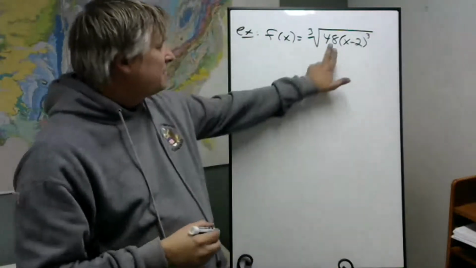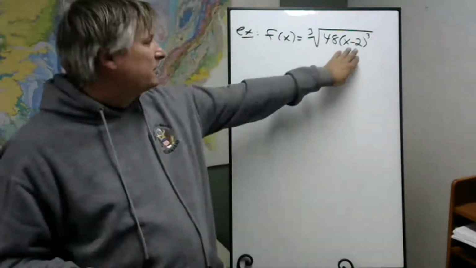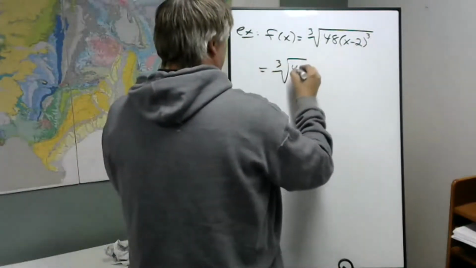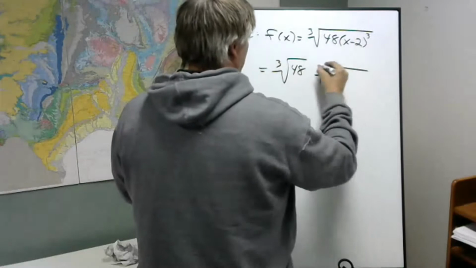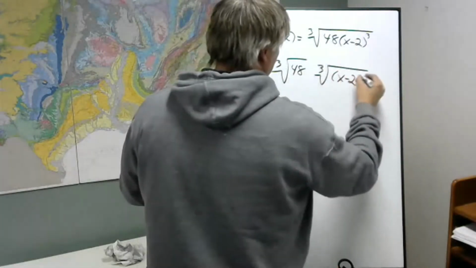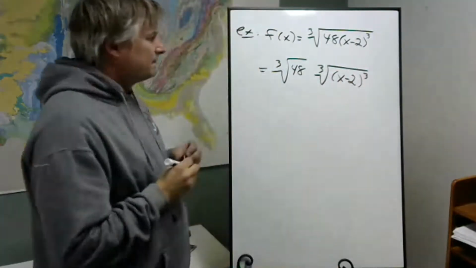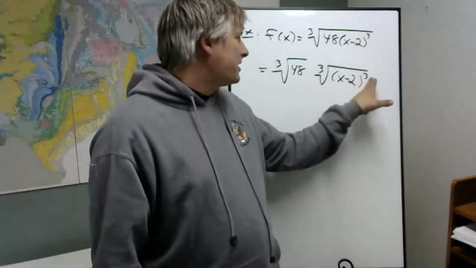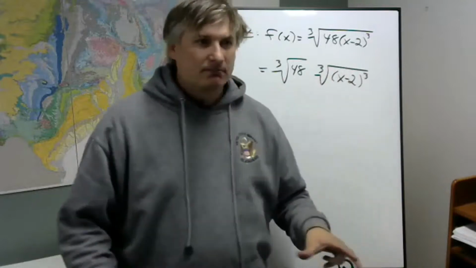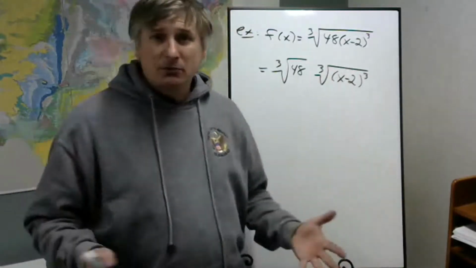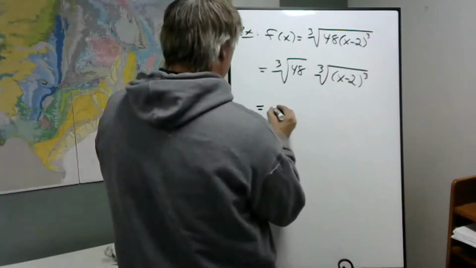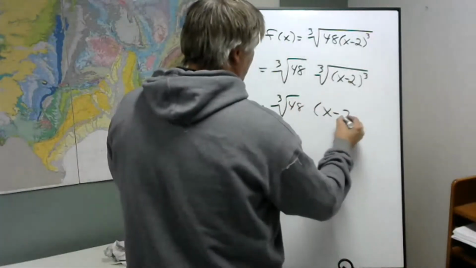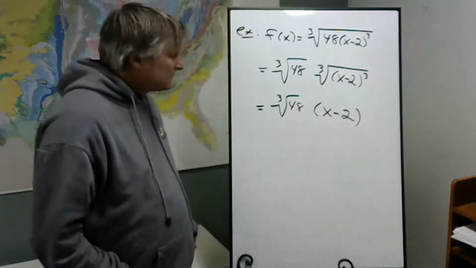So let's break this up. Cube root of the number, cube root of this. So one thing we can take to heart, when we're dealing with an odd root and an odd exponent, same root, same exponent, things just disappear. We don't have to worry about absolute values. So we're going to get the cube root of 48 times x minus 2. It just pops right out.